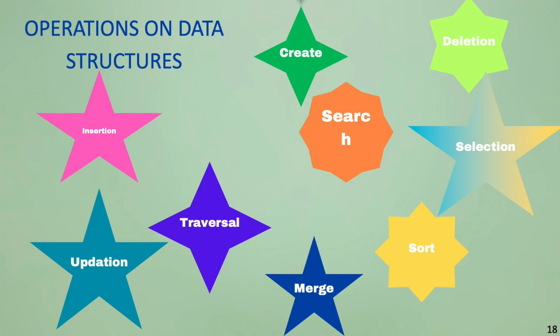In this lecture, first we will see what are all the possible operations that could be performed on data structures. You see on screen various operations like creation, deletion, searching, selection, sorting, merging operation, traversal operation, insertion and updation. Let us see one example for each of these operations.